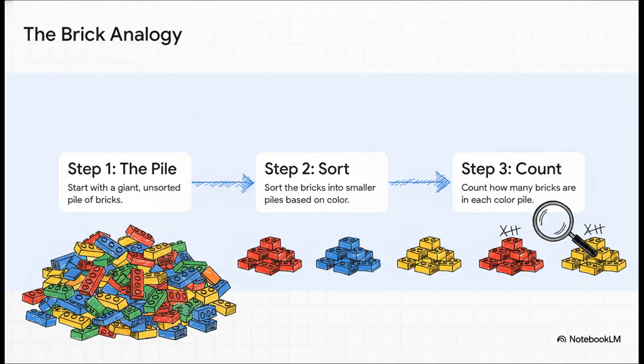Okay, let's try another analogy here. Lego bricks. Imagine you've got a giant, messy pile of them, all different colors. That's your data. Step 2 is sorting them. You start making smaller piles based on one thing they have in common, their color. So you get a red pile, a blue pile, a yellow pile, and so on. Then step 3 is where the real magic happens. You do something to each of those new groups, like count how many bricks are in each pile. That's a simple process. Sort into groups, then summarize. That is exactly what GROUP BY does.